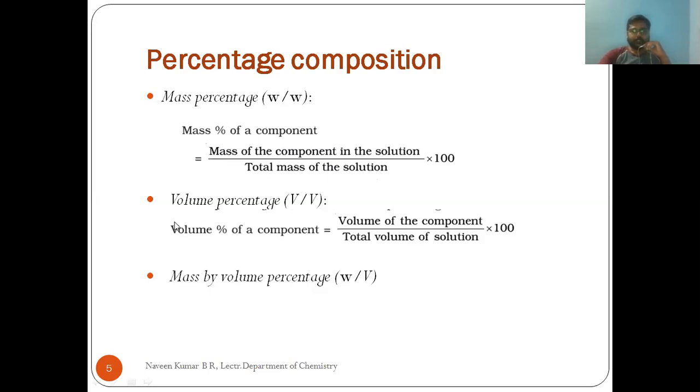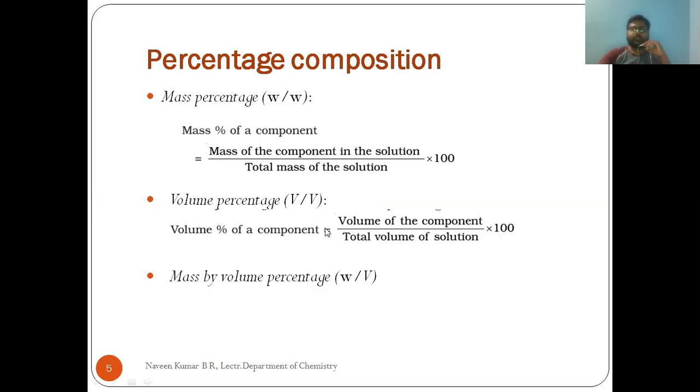The second one, volume percentage, where volumes of the components present in the solution are used to express its percentage composition. Volume of the component divided by total volume of the solution into 100 will make the expression as volume percentage. Again, we can calculate for solute as well as for solvent in the solution.